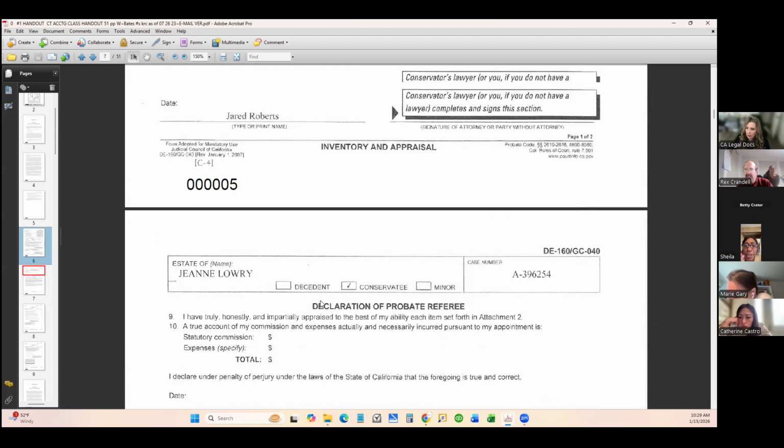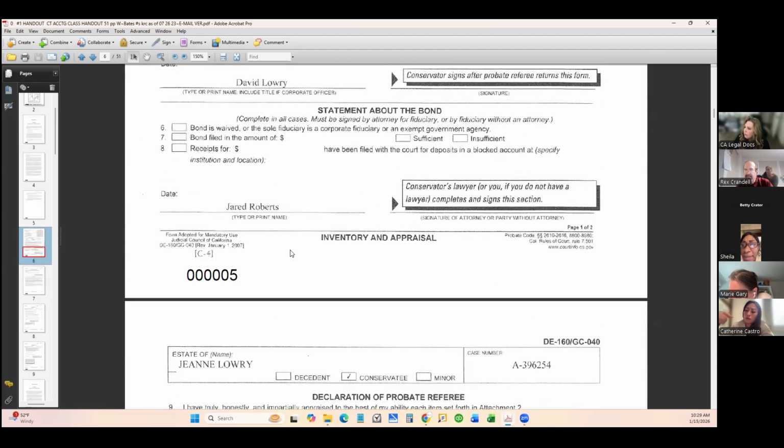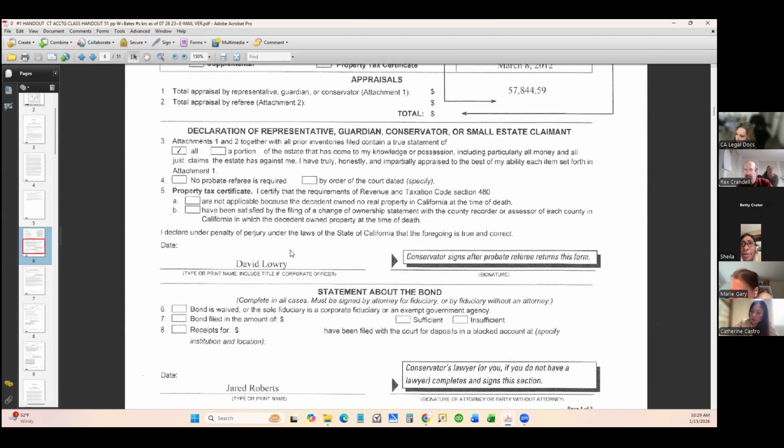I have a question. I'm a conservator, and she had property that was sold, but we still have the funds in the account. So I do have to file this, right? Yes, because the house was sold, you're only going to report cash. You're not going to report the real property, because you no longer have it.